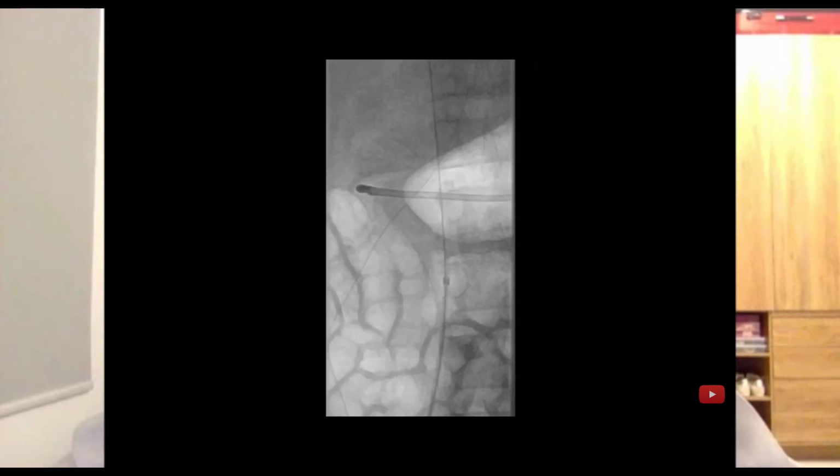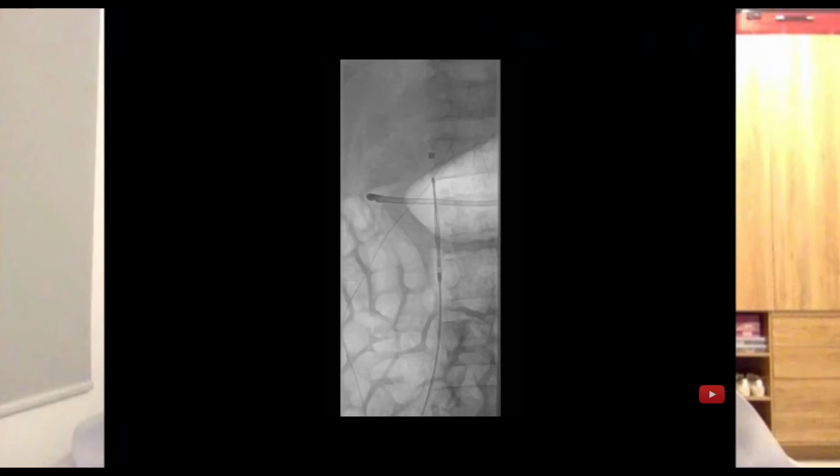A dilator is advanced through this sheath and the sheath is then gently advanced so the tip of the sheath is at the level of the lowest renal vein. The dilator is subsequently removed from the sheath and the filter is then advanced through the sheath. Once the filter hook is advanced to the level of the lowest renal vein, the sheath is gently retracted over this IVC filter.